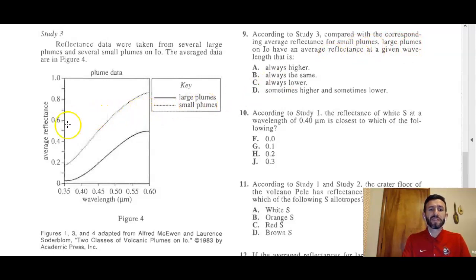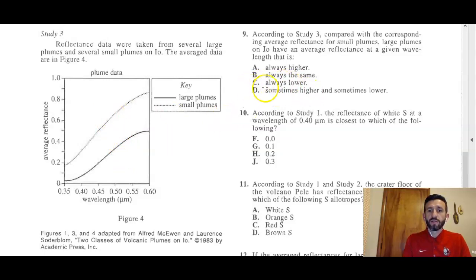What if I don't know what reflectance is? Doesn't matter. It's on the y-axis for you right here. So the large are the solid lines and the small are the dotted lines. The large are always smaller than the small. It's kind of backwards, huh?